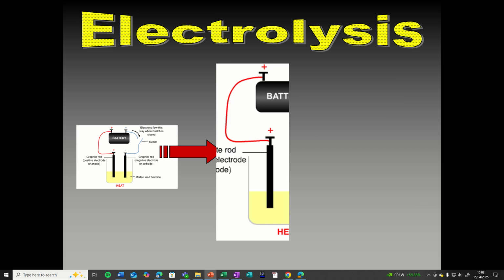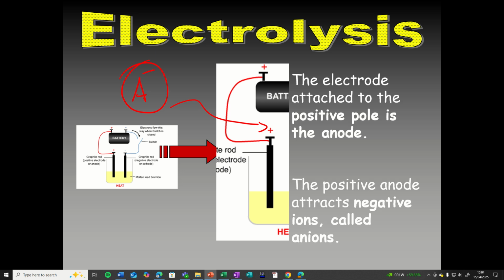The opposite happens on the other side, of course, where we have our graphite rod in this instance, which is our positive anode. And remember, the positive anodes attract anions. Anions, hopefully you remember, are negative. Therefore, anodes must be, of course, positive.